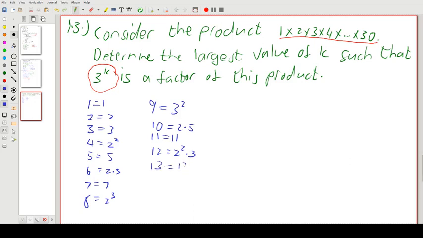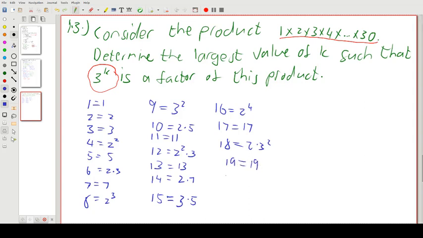13 is just 13. And let me know if I make any mistakes while I'm doing this. 14 equals 2 times 7. So we're just doing the prime factors of each factor. 15 equals 3 times 5. And I know this seems a little bit tedious, but the nice thing, if we do it like this, is all we have to do is count at the end. So 16, 2 to the power 4. I'm just going to go a little bit quicker here. 17 equals 17. 18 equals 2 times 3 squared. 19 is a prime number, so that remains 19.